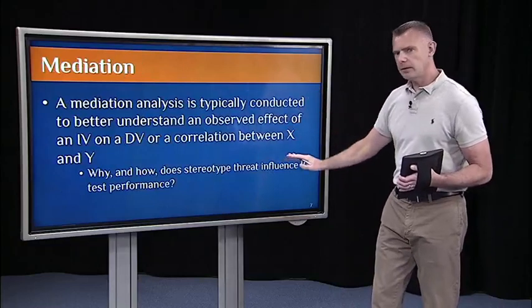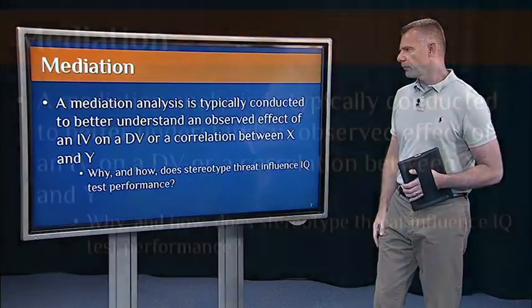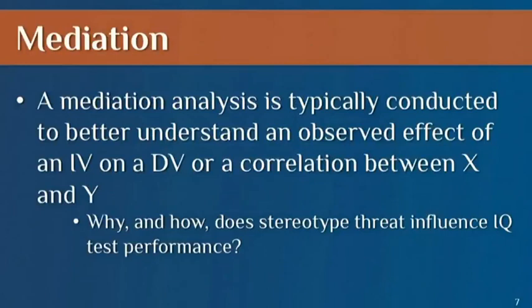So to be clear, this is a formal definition. A mediation analysis is typically conducted to better understand the observed effect of an independent variable on a dependent variable, as in this case with experimental research, or it's also used, and used often, in correlational research to better understand a correlation between X and Y.